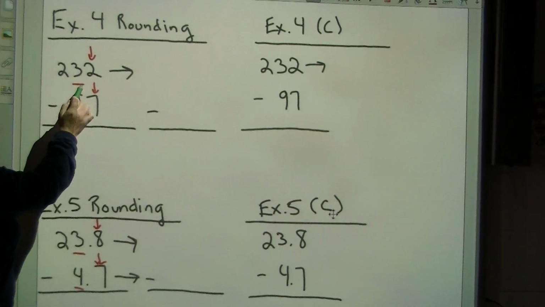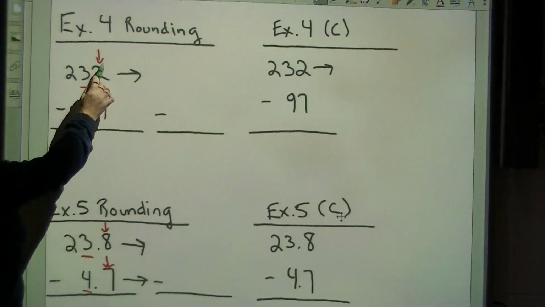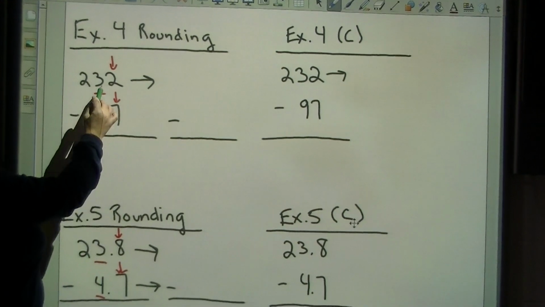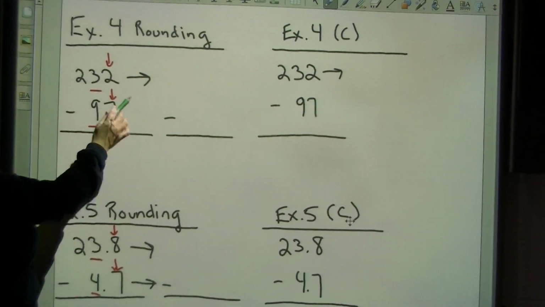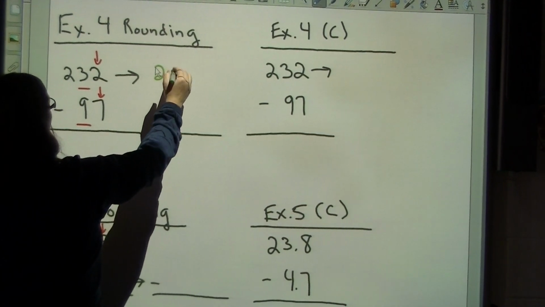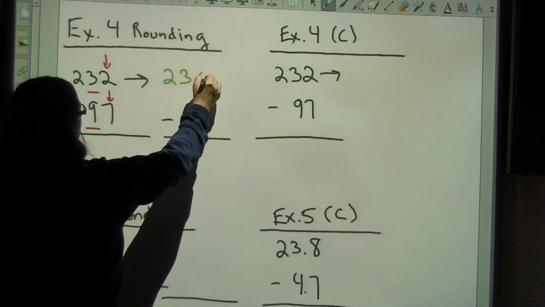So we would underline the tens place. So 3 gets underlined and 2 gets the arrow. 2 tells me to round which way? Down. Yes, so this 3 does what? Stays the same. What about this 2? Yes, it stays the same, and the 2 goes to a 0.